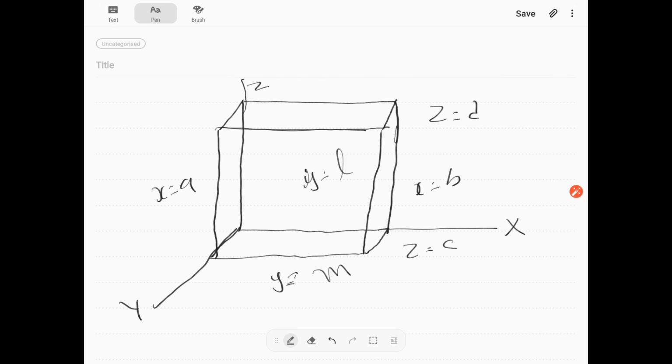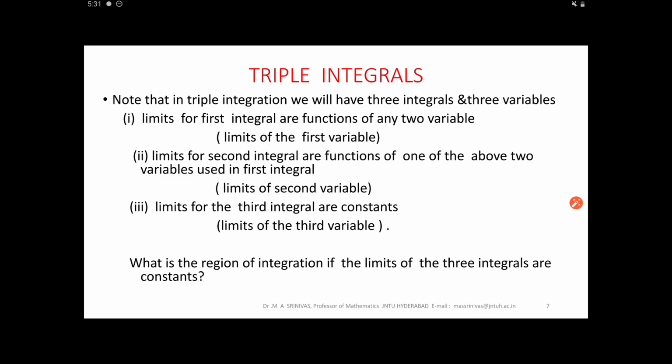Okay. So you know, if all the limits are constants, then the region of integration will be a rectangular parallelepiped. All the six faces are planes parallel to each other. That means they form a rectangular parallelepiped. So if the limits of the three integrals are constants, the region of integration is a rectangular parallelepiped. This is a rectangular parallelepiped.